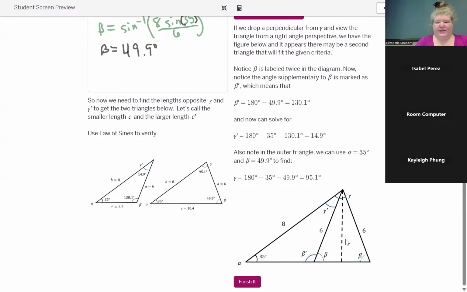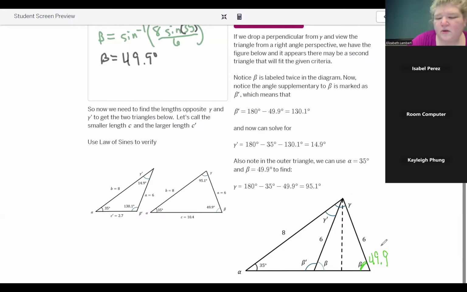The 49.9 that we got, so let me find my annotate button. On our bottom right figure, that 49.9 is in the outer triangle. But when we swing that 6 side in to make the inner wonky triangle, it also creates this isosceles triangle. So where the two side lengths are 6, the opposite angles have to be the same size. So that's why this other angle over here is also labeled beta, because it is also 49.9 degrees. Now, it's not really beta in our ABC triangle, but it is the same size as the beta for the outer triangle.